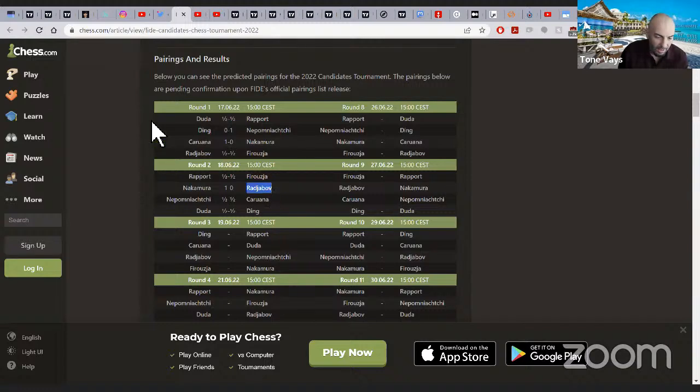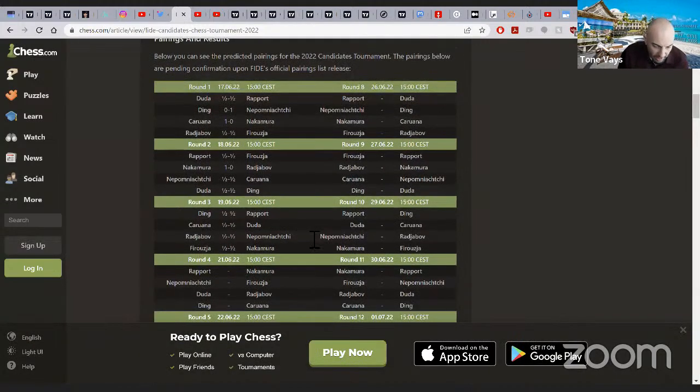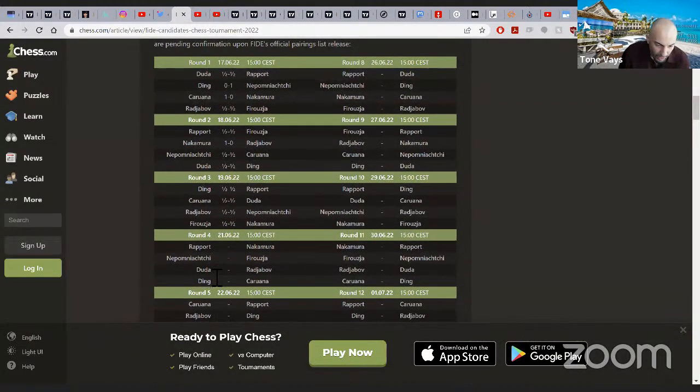Unfortunately, my friend Rajabov lost 2 days ago, and then he tied yesterday. And today he is playing Duda. Oh boy, how has Duda done? Duda tied in game 1, tied in game 2, and tied in game 3. So Rajabov needs to win this game. If he loses this game, I don't think he has a chance in this tournament.